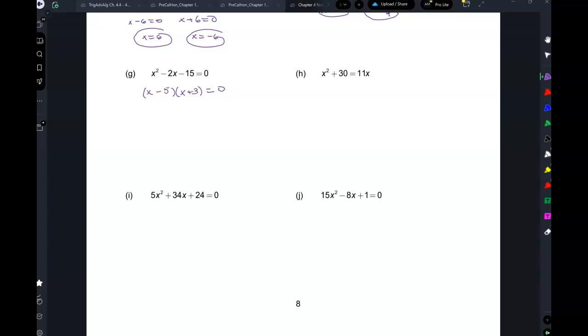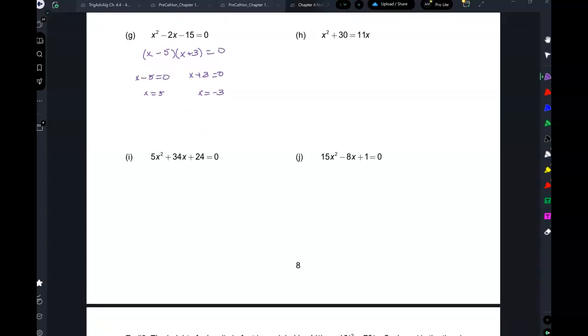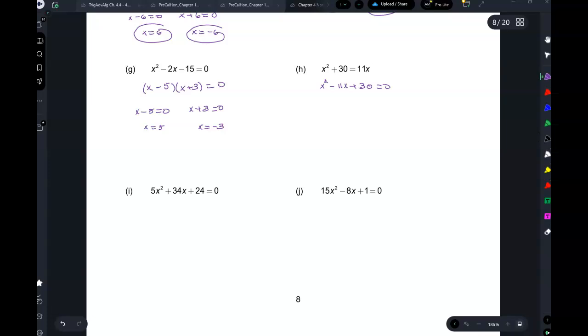Negative 5 and positive 3. So x minus 5 equals 0. x plus 3 equals 0. x equals 5 and negative 3. Okay. This one. We want to bring the 11x over. Now, I need two numbers that multiply to 30 and add to negative 11.